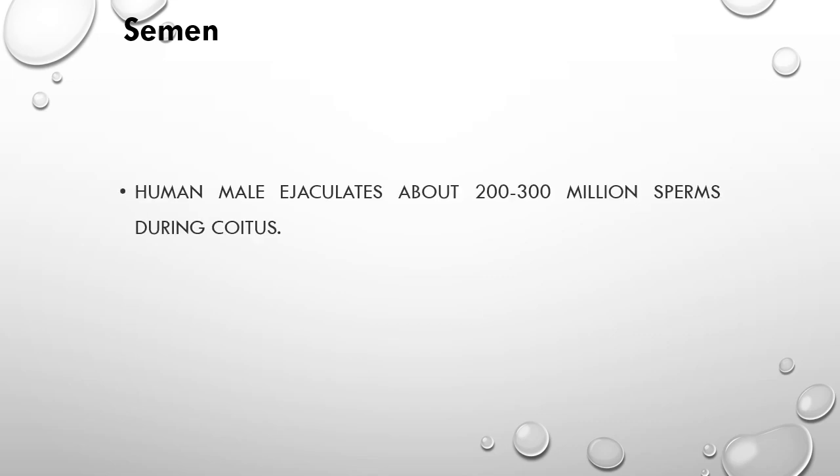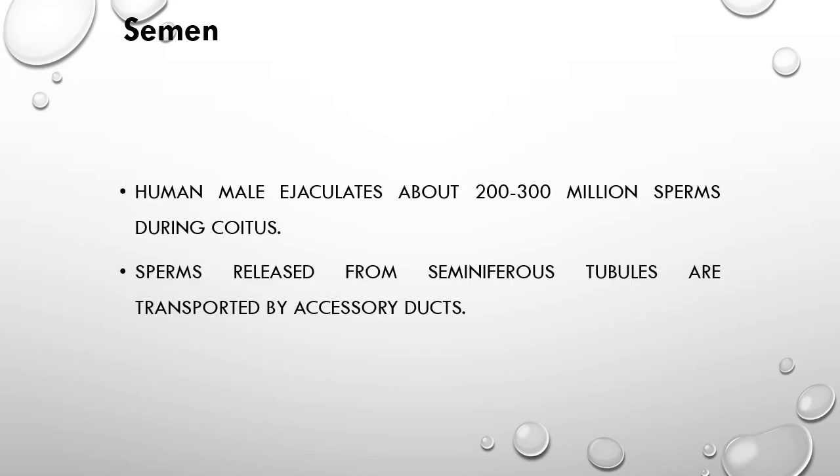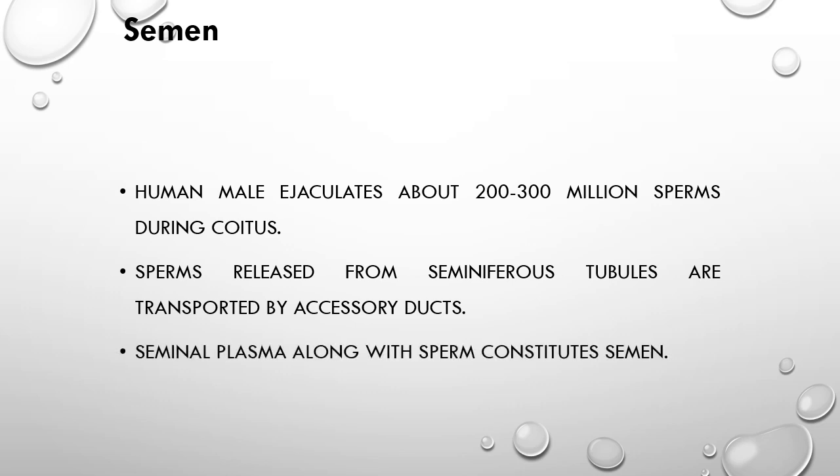Semen. So what is semen? Semen is a lubrication produced by the accessory glands of the male reproductive system. The male reproductive system consists of accessory glands like the seminal vesicle, the bulbourethral gland, as well as the prostate gland. All these glands produce a lubrication which is called semen.